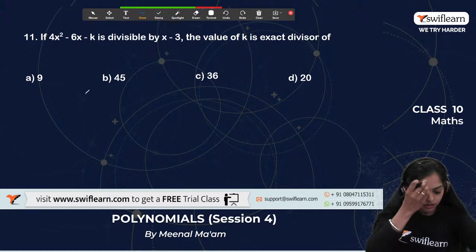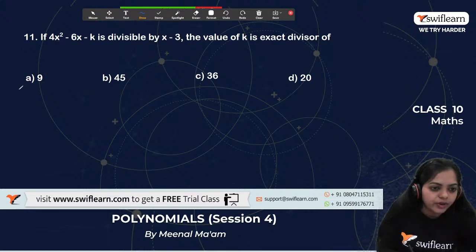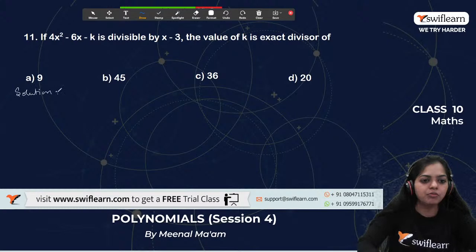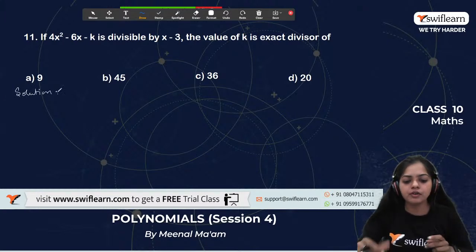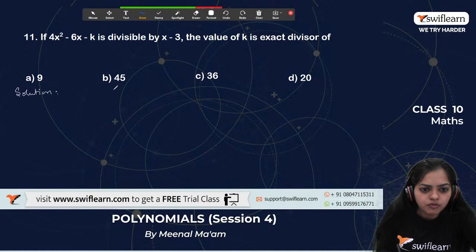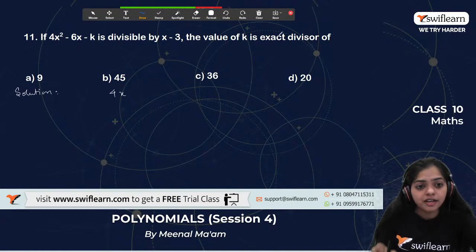Yes, very good Disha. 4 by 3 is the right answer for the last question. Let's have a look over this question together. First, everyone read the question. 4x square minus 6x minus k is divisible by x minus 3. First, let's divide this. Then we have to find what the value of k is an exact divisor of. So let's divide this first.